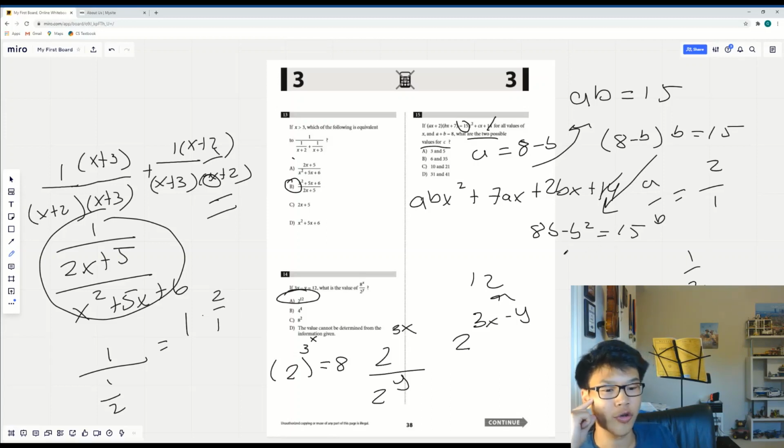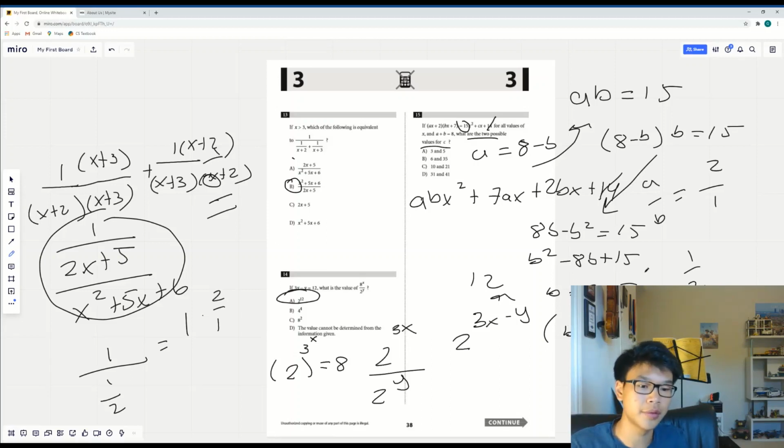We can make this quadratic, such as B squared minus 8B plus 15. B equals 3 and 5, right? I just did a quick math, but you want to factor it out. Just B minus 3 times B minus 5, right? I can go over factoring in another video, but for the purpose of this video, just trust me, B equals 3 and 5, right?